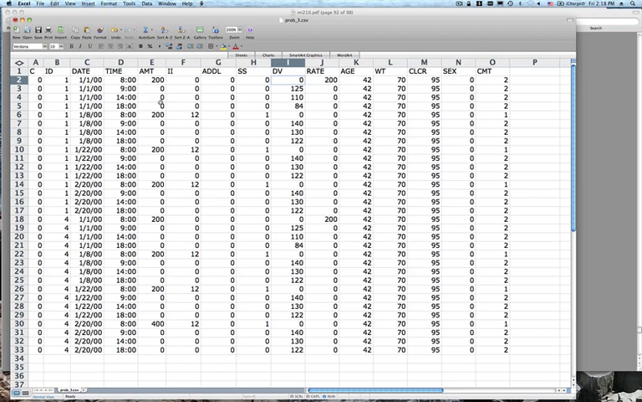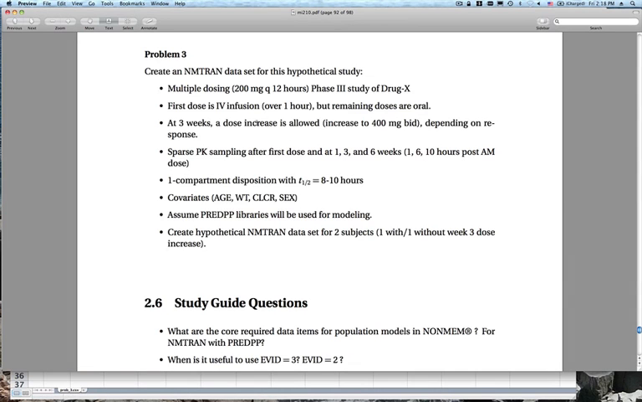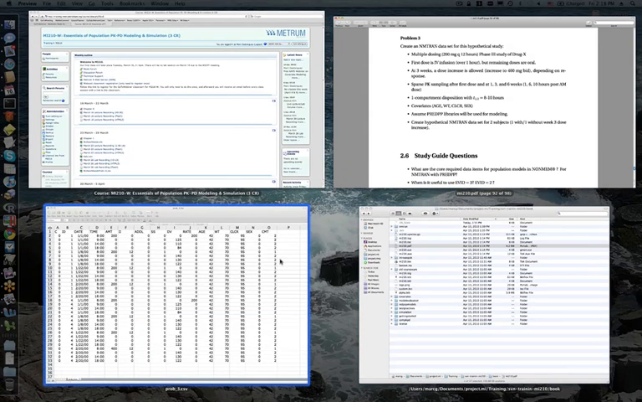And after that first dose, at 900, 1400, 1800 hours, we have a few observations. Okay, great. Now, what happens next is that there's steady state dosing. So after the first dose, which is IV, we're back to multiple dosing. At 3 weeks, that dose is allowed to increase to 400 BID. So let's go back to the multiple dosing now and how that might be coded.